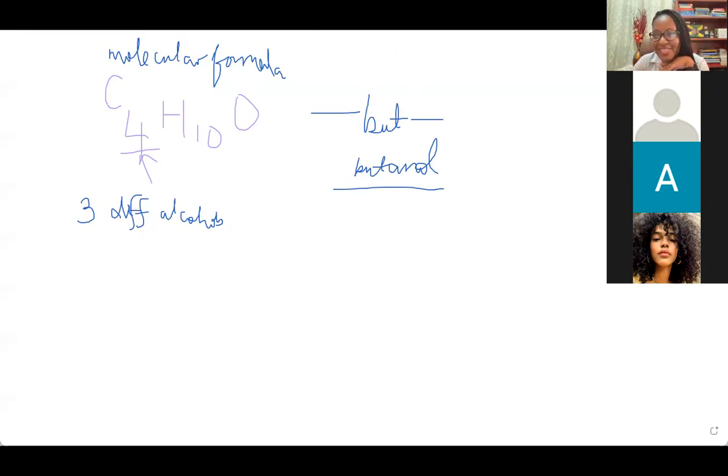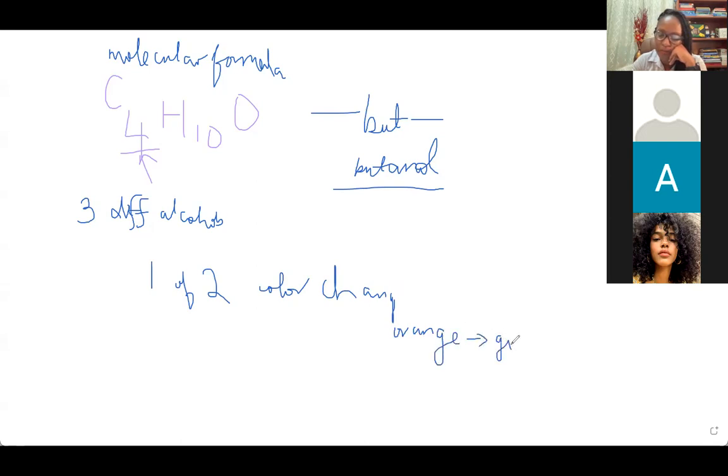Only 2 out of the 3 resulted in a color change from orange to green when you add acidified potassium dichromate, right? So I'm going to write that down. Only 2 of 3 gave a color change, orange to green, with acidified potassium dichromate. Let me just do a shorthand.